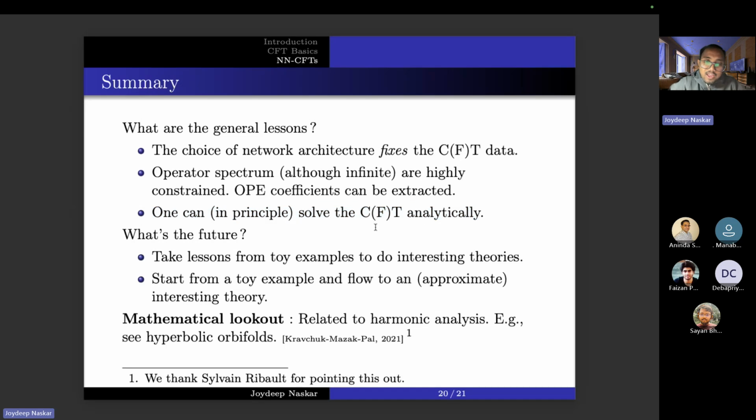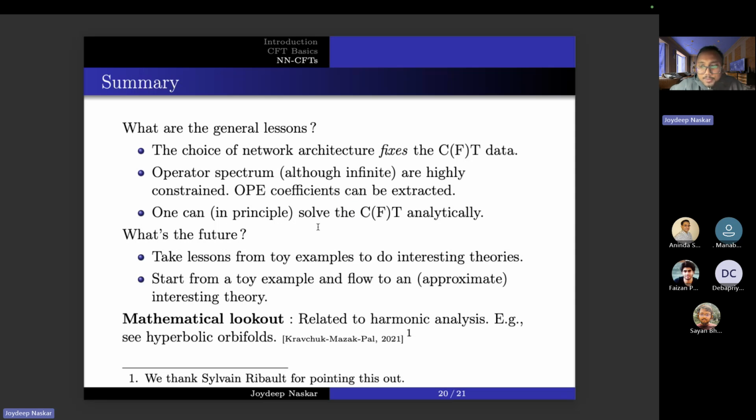Now I wrote this CFT in brackets because the example I showed you doesn't have a local stress energy tensor, so you might argue that you don't want to consider this to be a CFT. According to one's taste, I would like to call it a CFT. If you don't like to, then just think of it as conformal theories. But then why are we doing this? What do we plan to do in the future?